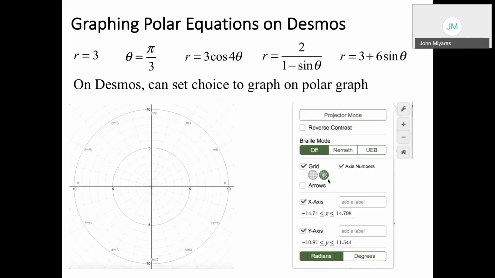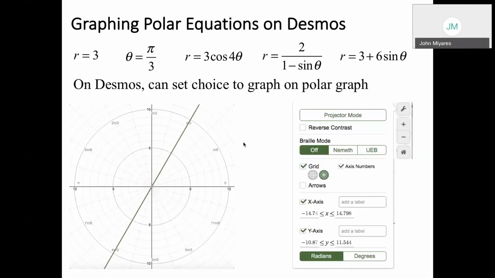Let's look at these equations one at a time. r equals 3 will give you a circle centered at the pole with radius 3. Theta equals pi over 3 cannot be graphed directly in Desmos because it will only allow you to write equations in r equals form. If I want to graph this in Desmos, I would have to convert this equation into its rectangular equivalent, y equals x times the square root of 3.